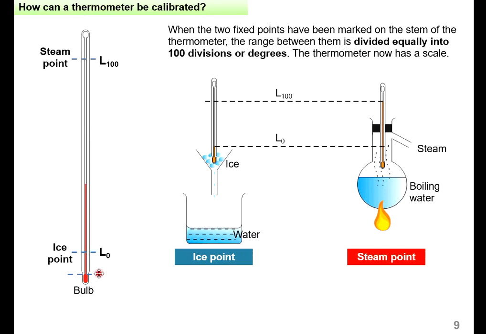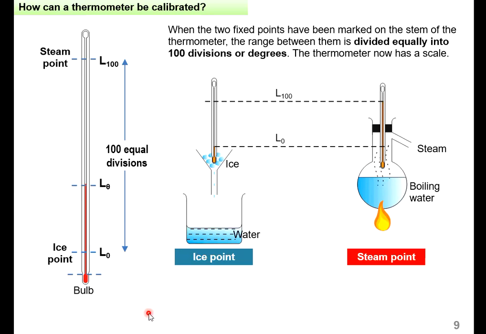So between them, we divide from here, L0, all the way to L100, into 100 equal divisions. Once we have divided and marked it on the thermometer, we will have scales. So how do we actually measure other temperatures? Let's say I submerge this thermometer in water or liquid at a different temperature, and it rises up until this level, L theta.